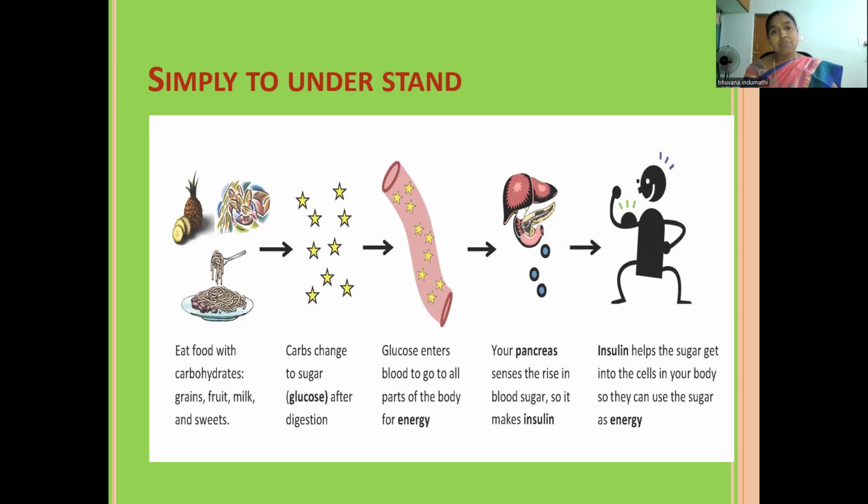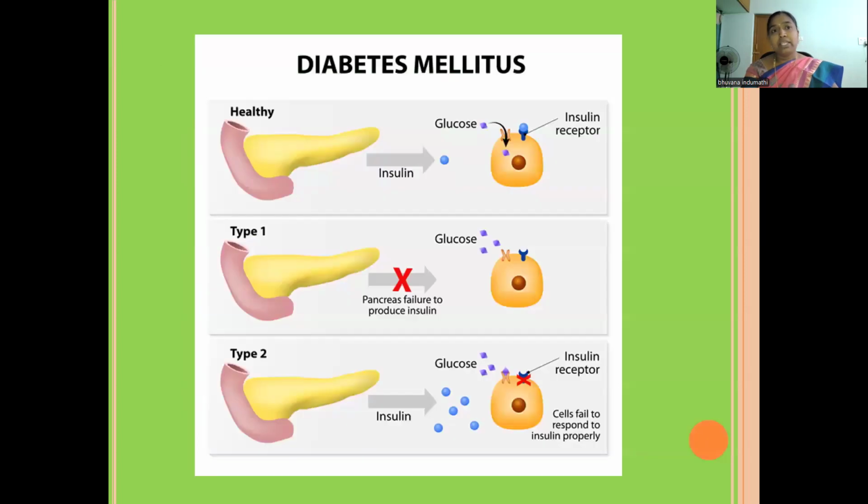So when we take carbohydrates, the carbohydrate is converted into glucose, and the glucose enters the blood sugar for energy. The pancreas has to release insulin. With the help of insulin, the glucose molecules, the sugar molecules, are used as energy by our body. Next.